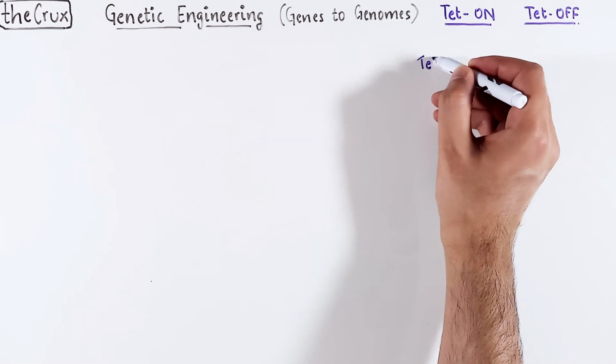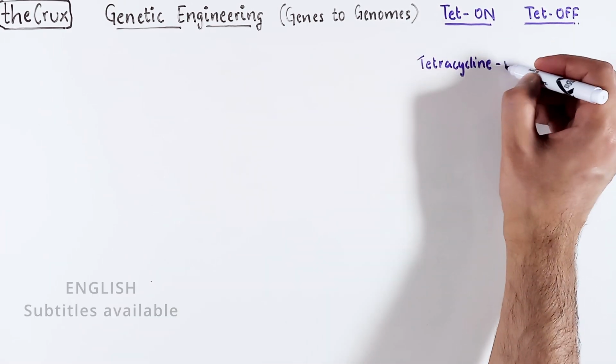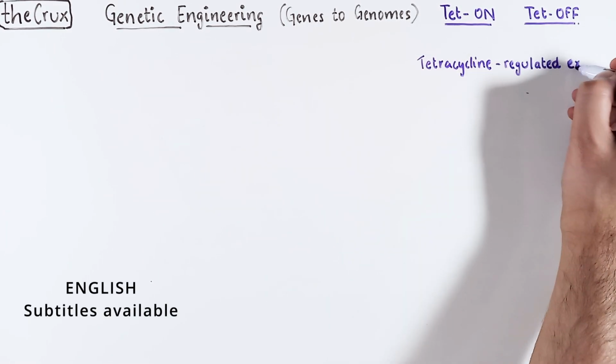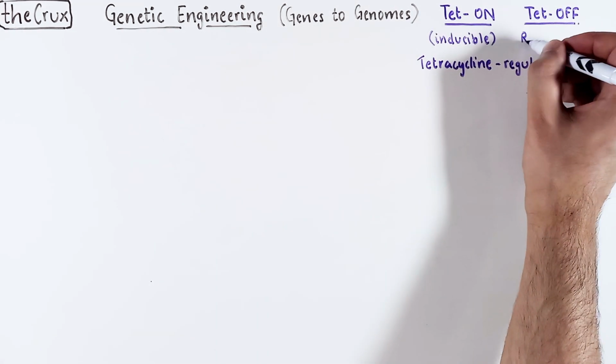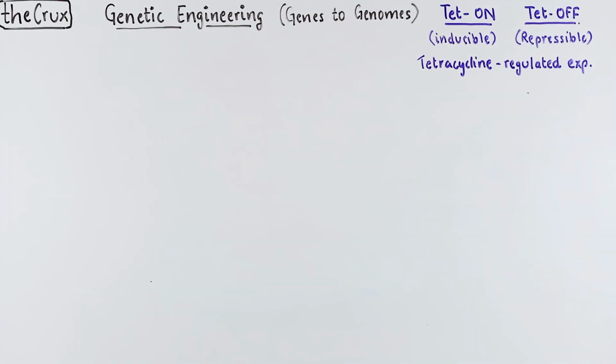TET systems, or Tetracycline controlled expression systems, come in two forms: the inducible Tet-ON system and the repressible Tet-OFF system. And in this video, we shall discuss both of them.